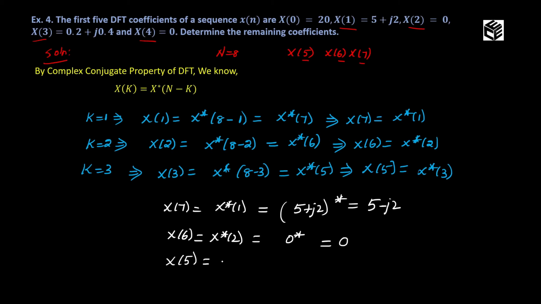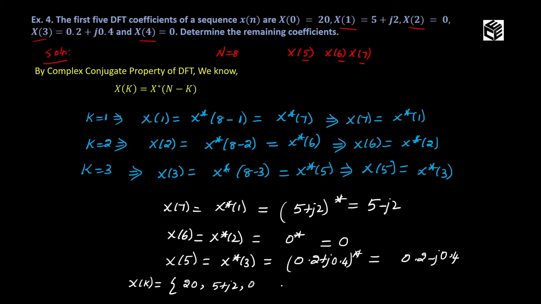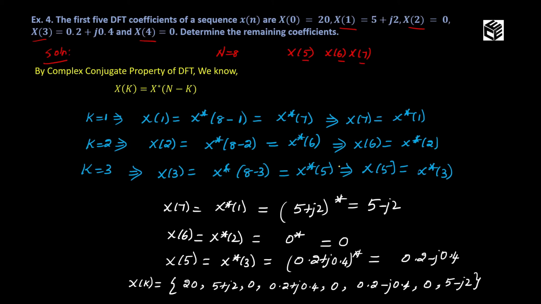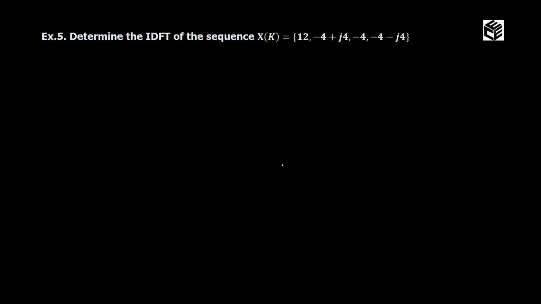Similarly, x of 5 is equal to x conjugate of 3. This can be written as 0.2 plus j 0.4 the whole conjugate. This can be written as 0.2 minus j 0.4. Okay, so as a whole we can write the sequence. X of k is equal to x of 0 is 20, x of 1 is 5 plus j2, x of 2 is 0, x of 3 is 0.2 plus j 0.4, x of 4 is 0, x of 5 is 0.2 minus j 0.4 and x of 6 is 0, x of 7 is 5 minus j2. So we have calculated the remaining 3 values with the help of the first 4 values. That's all. Let's move on to the next problem.